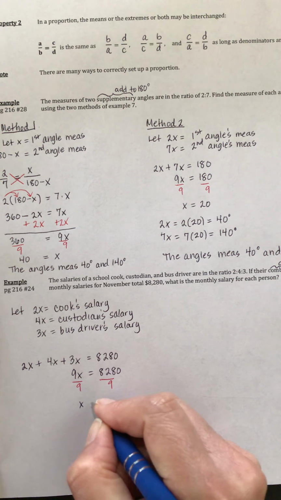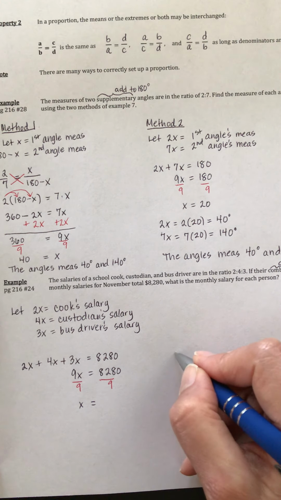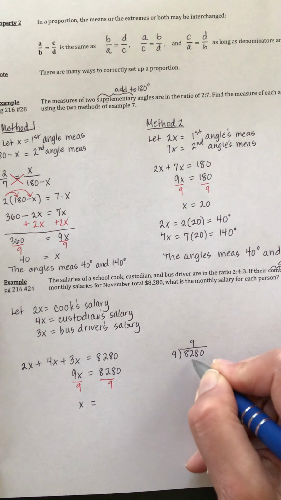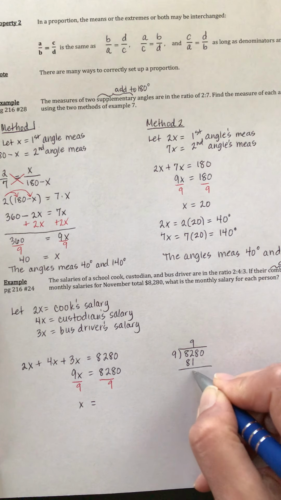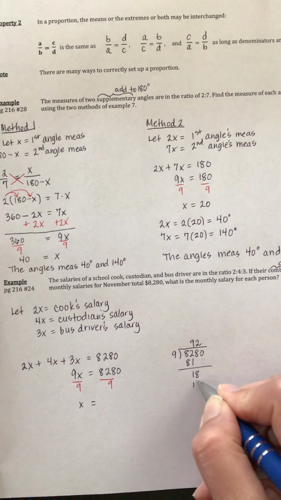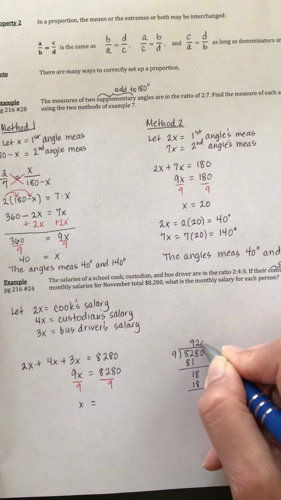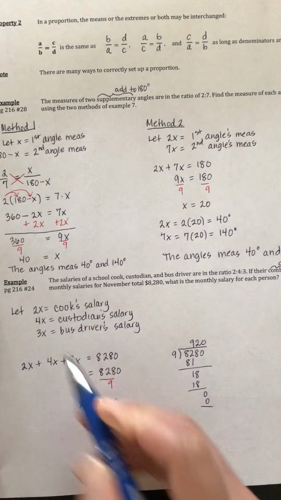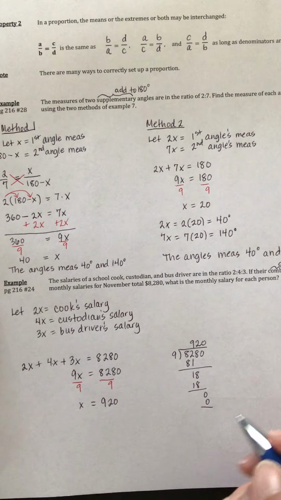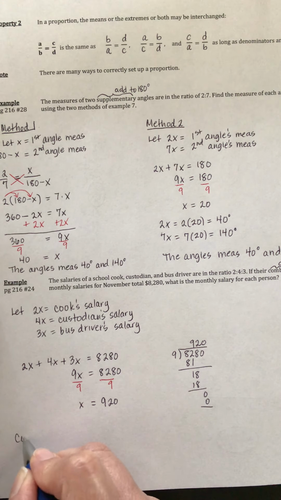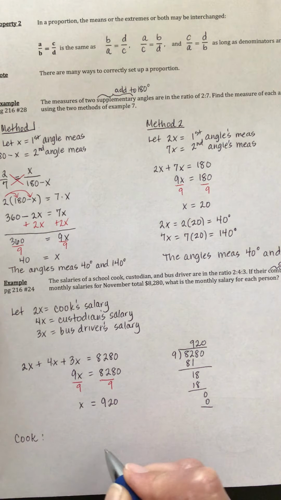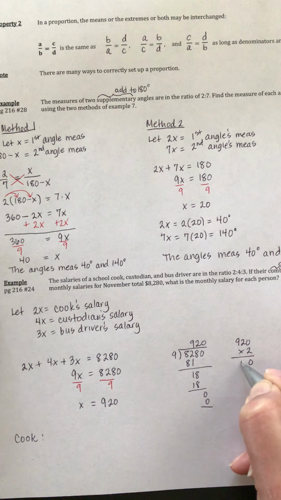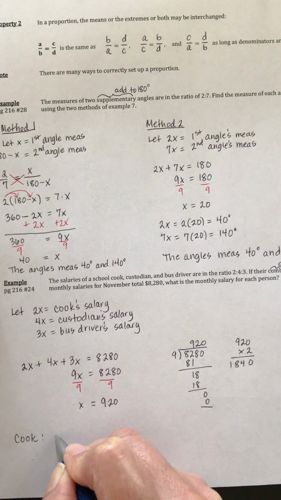And we're going to get that x equals, well, let's go off to the side and figure that out. 9 into 8280 would be 920. So that's nobody's salary. We have to multiply by 2. So the cook's salary, cook would be 920 times 2, which is going to be 1840.